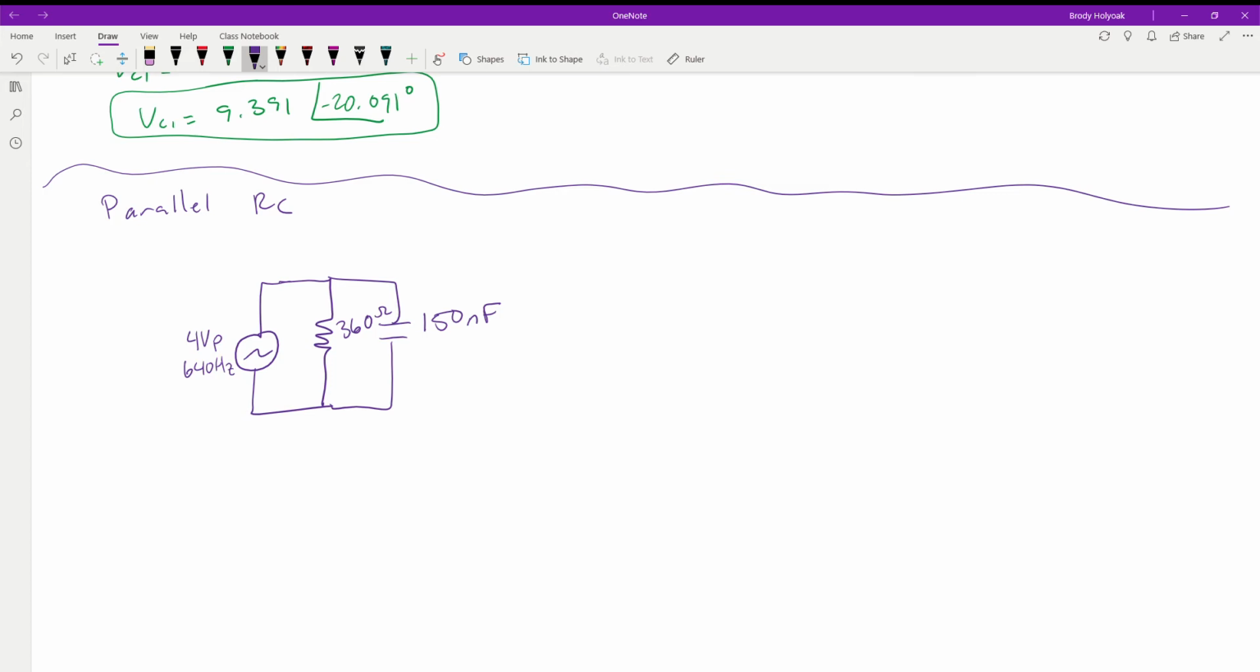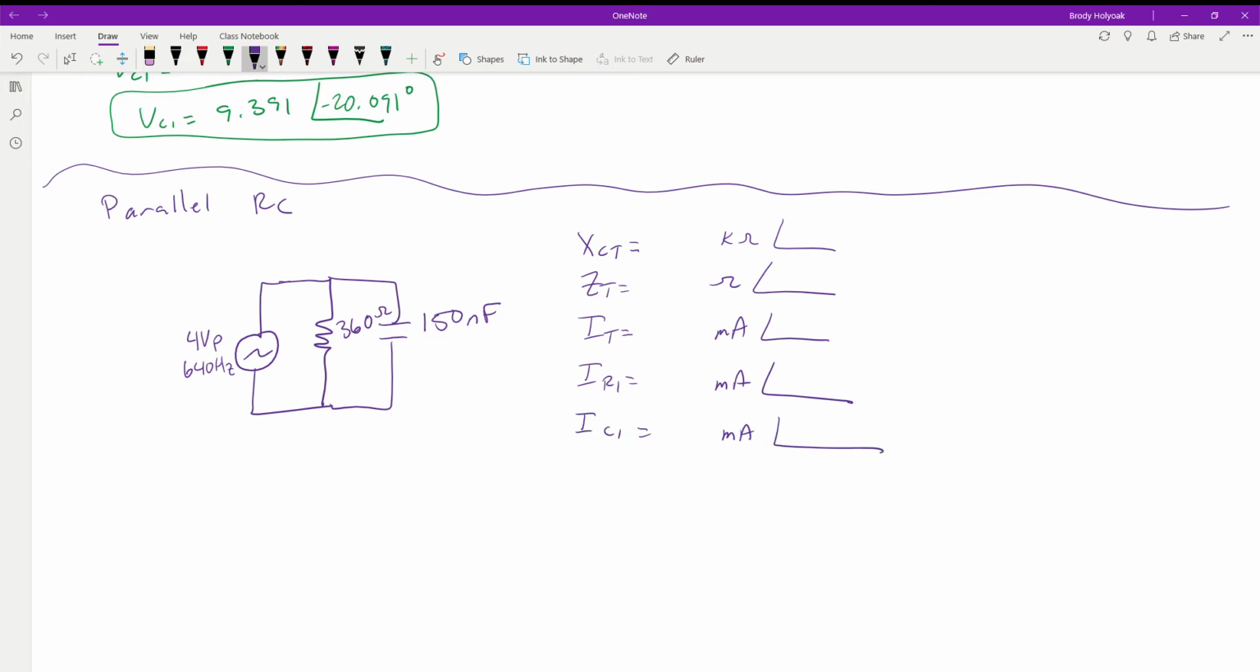The things we're going to be looking for in this one: the total reactance of the capacitor, in kiloohms with its angle. We're looking for the total impedance of the circuit, in ohms at an angle. Our total current is in milliamps. We're looking for the current of R1 in milliamps, and the current across capacitor 1, also in milliamps. So those are the things we're looking for, and this is our circuit to do it.